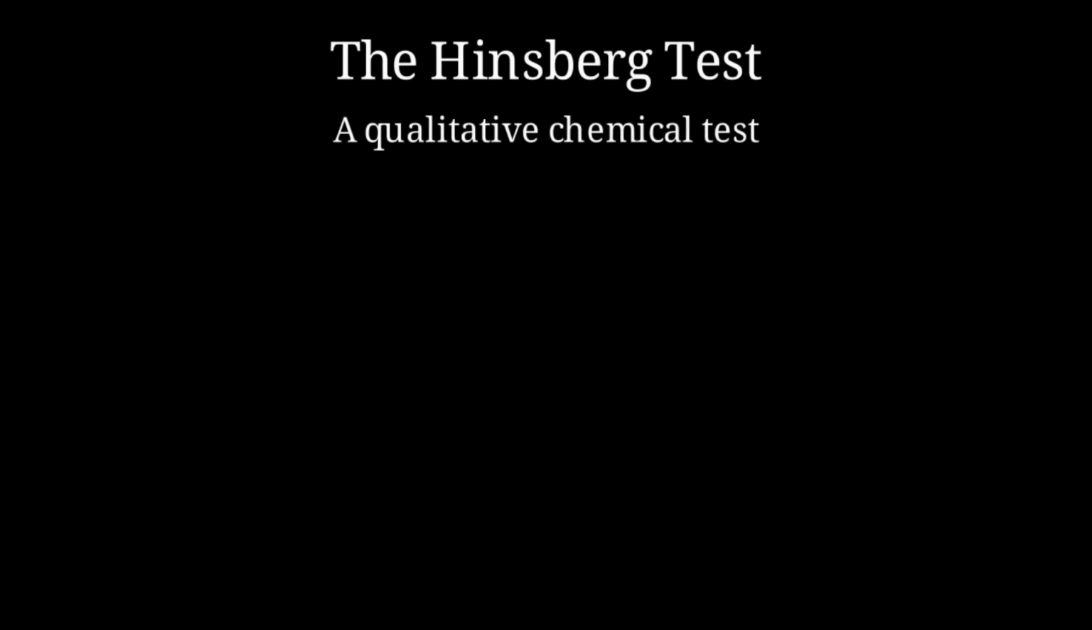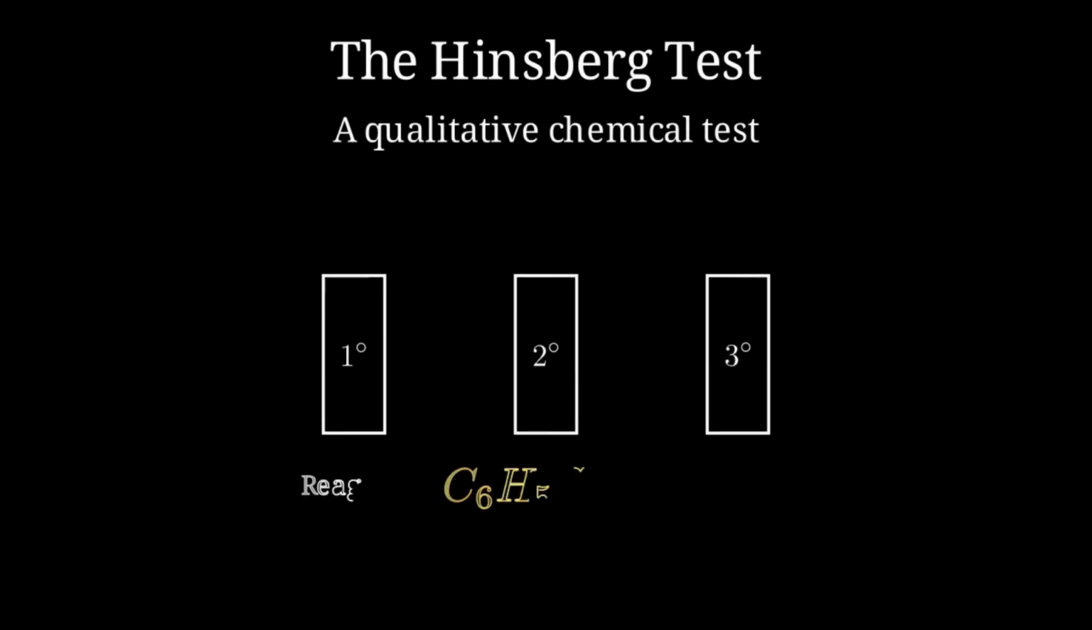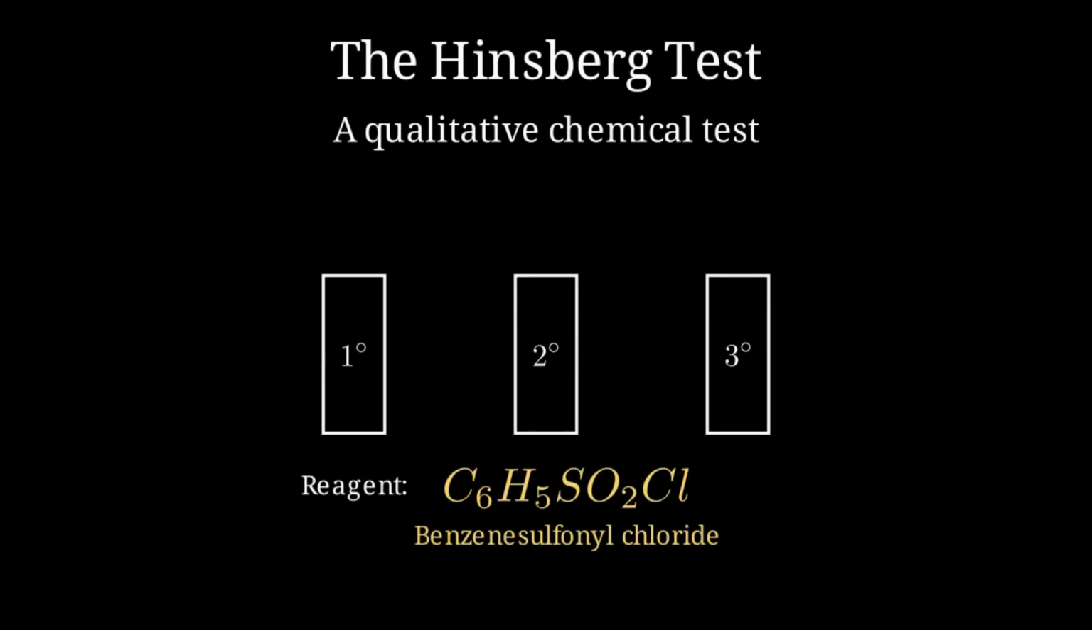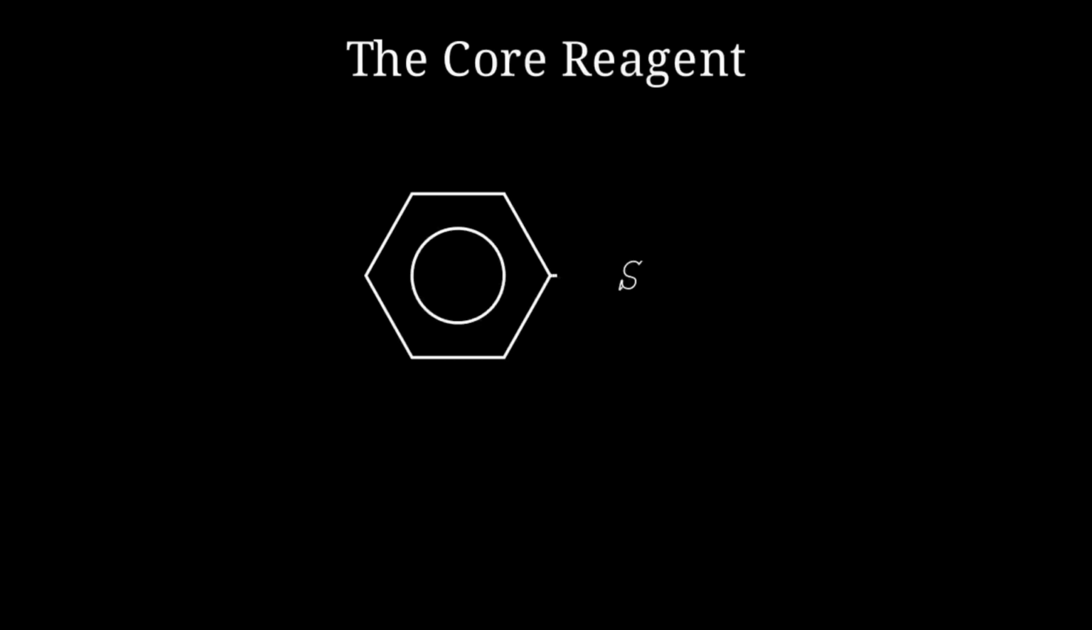In organic chemistry, distinguishing between primary, secondary, and tertiary amines is a fundamental task. The Hinsberg test provides a reliable laboratory method to identify these classes based on their reaction with benzenesulfonyl chloride and subsequent solubility in alkaline solutions. The key player here is the Hinsberg reagent, known as benzenesulfonyl chloride.